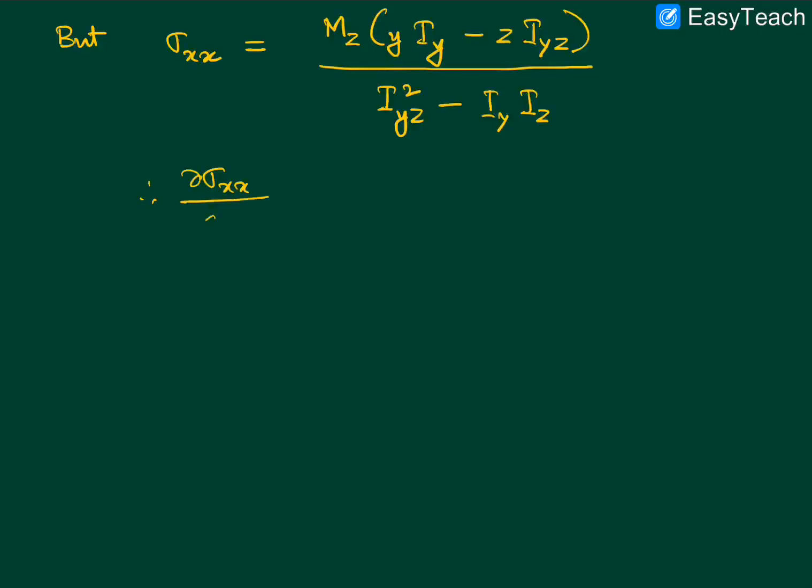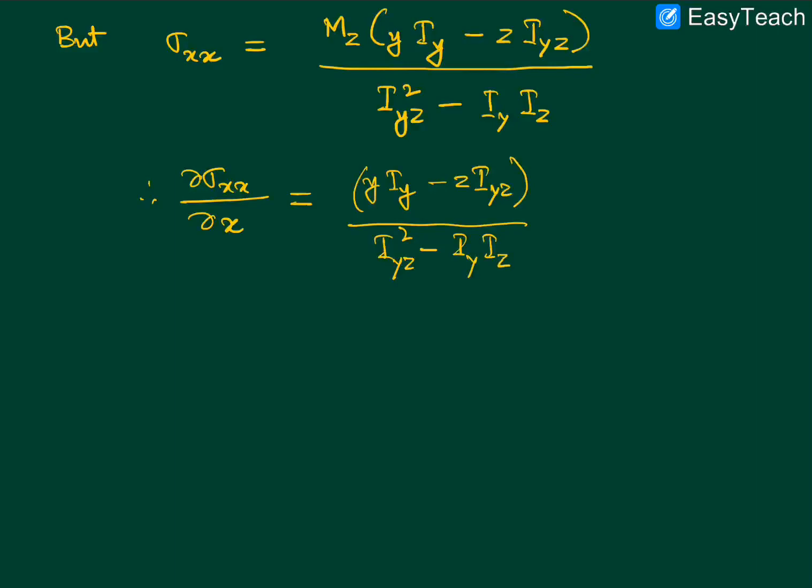Therefore, sigma xx derived with respect to x is going to give me all these things which will remain as they are, but the Mz will have a derivative with respect to x.